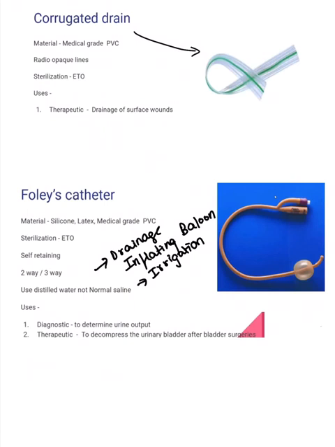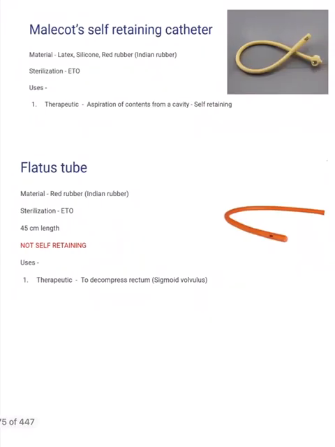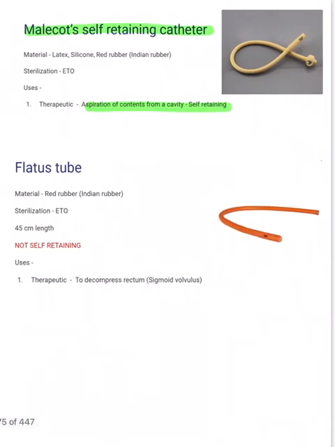This is again one type of drain, that is the corrugated drain. Then this is again, guys, your Foley's catheter. This is very important. I think you might have heard about this Foley's catheter, guys. It is used for drainage, inflating the balloon, irrigation and other things. This is a Malecot self-retaining catheter to aspirate the content, and this is again a flattish tube.